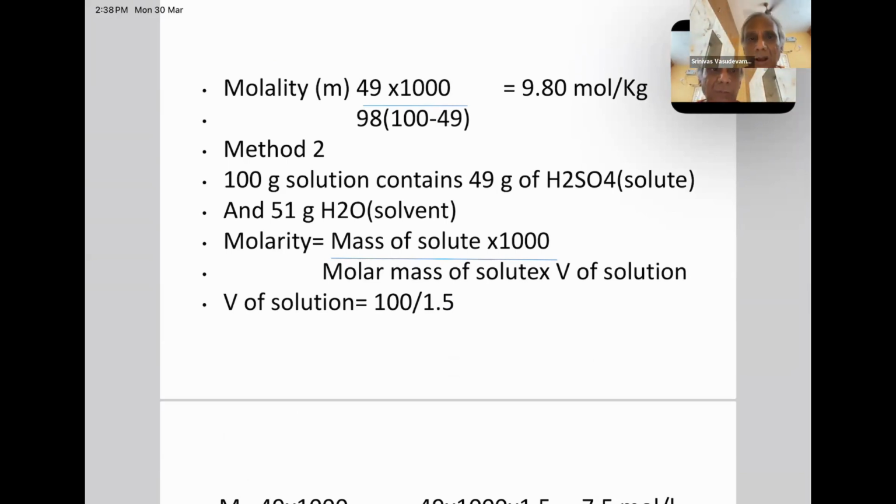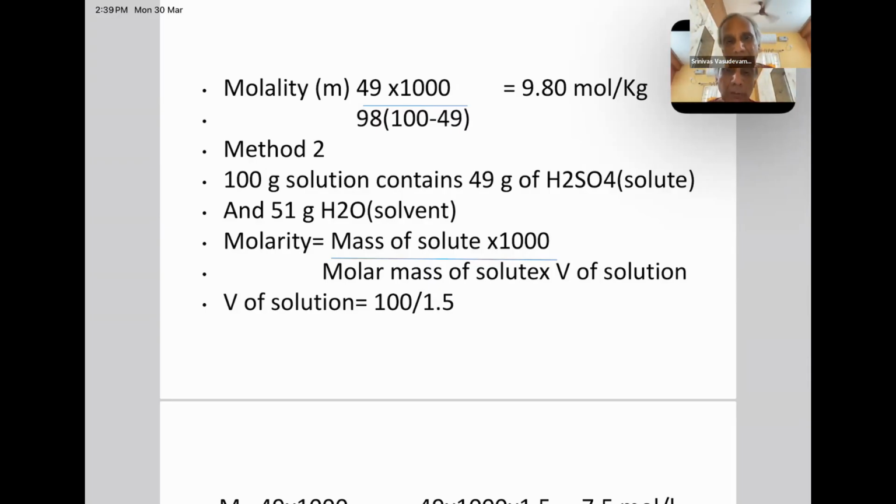Second method is from concepts. Here, 100 gram solution contains 49 grams sulfuric acid and 51 gram water. That is the meaning of 49% by mass of sulfuric acid. So molarity is mass of solute by molecular mass of solute into 1000 by volume of solution. That is the volume occupied by 100 gram solution.